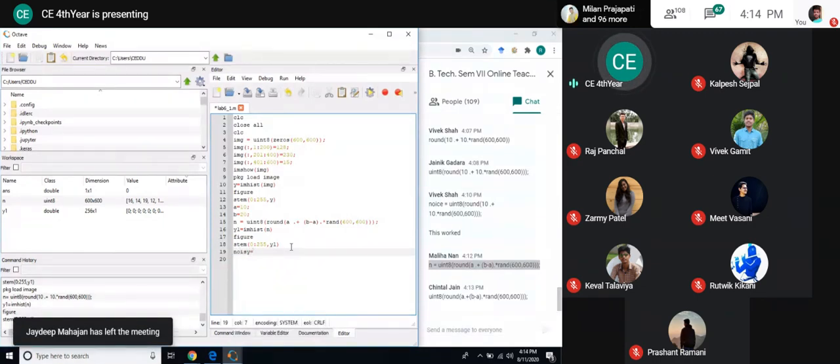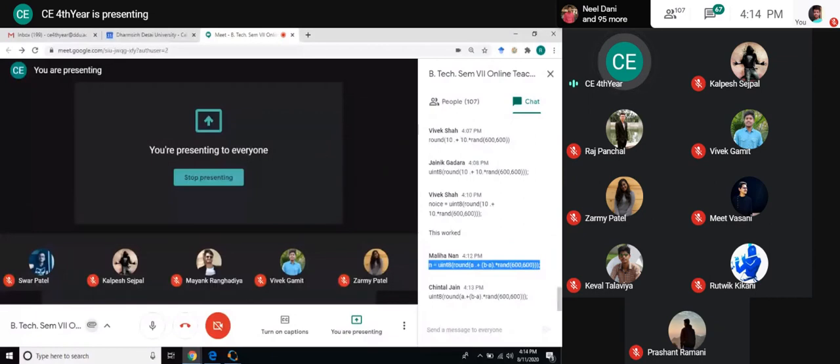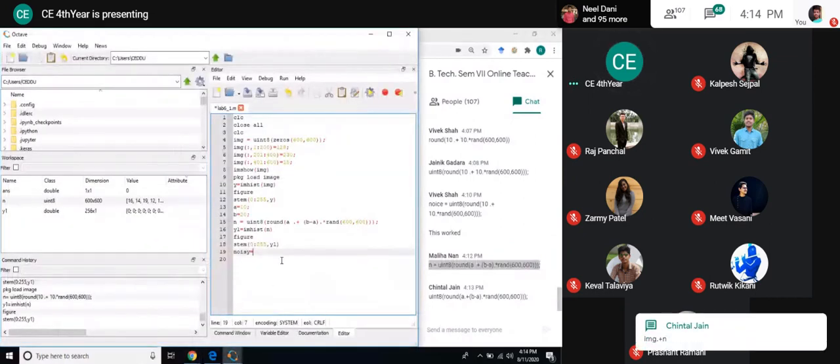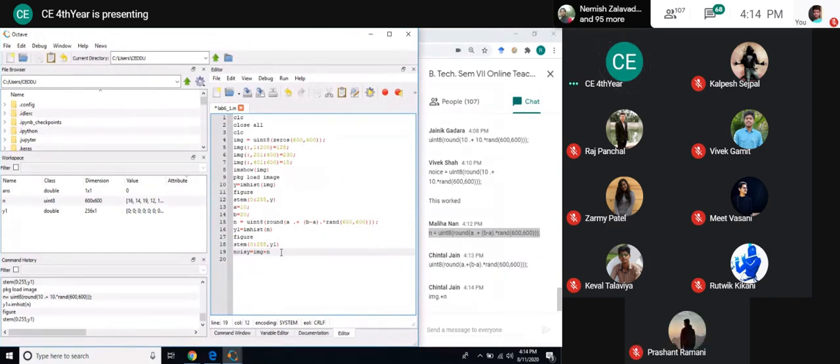What should be my equation of the noisy image? It is additive in nature. Suppose this n is my noise and img is my image function. Then what should be my noisy image? It is additive in nature. So what will be my equation of the noisy image? It is very easy. It is img plus n.